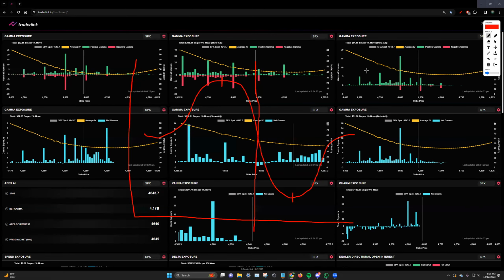Vanna peaks when the delta of the options contract is at 0.2. That's a really ugly two, but anyway, beside the point. Vanna peaks when delta is at 0.2. So that's when its effects become more, how do I put it, more noticeable.